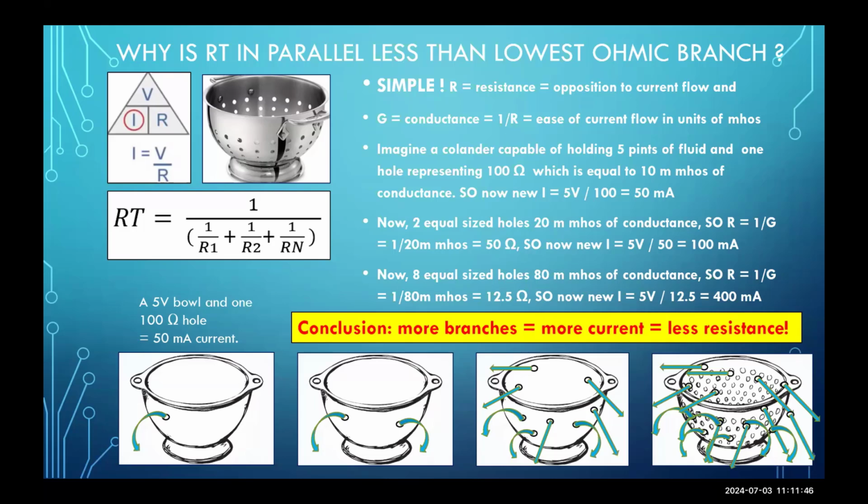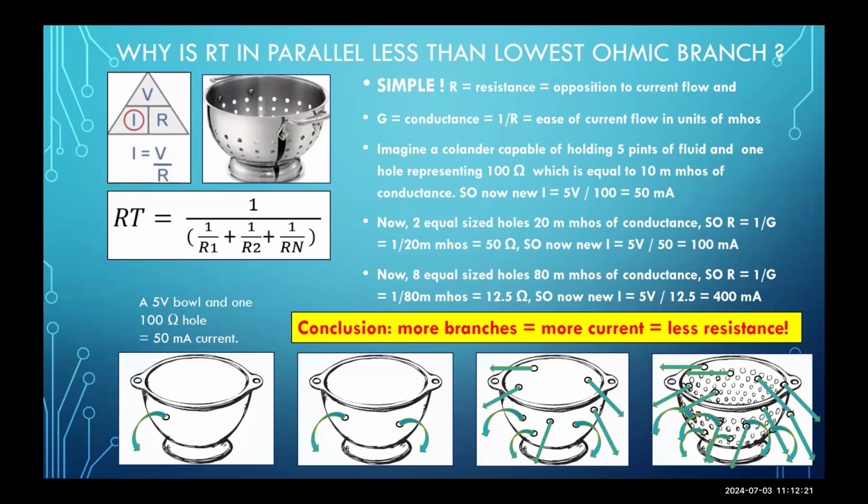Has the current gone up in each case? Has the resistance come down in each case as I keep on adding more holes? If you look at the illustration on the bottom far right, tons of holes, lots more paths of current, way more current coming out of this 5-volt bowl of potential. And that means my overall resistance has decreased down to very, very low. So conclusion, more branches equals more current.